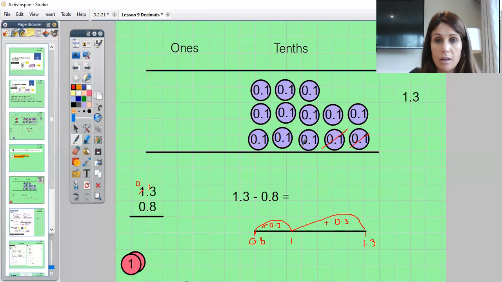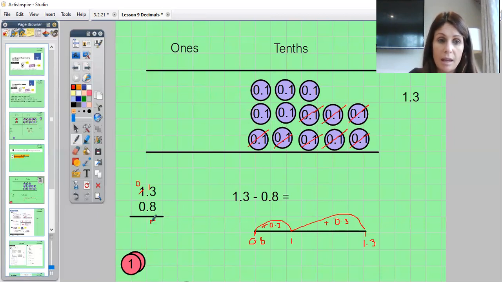0.1, 0.2, 0.3, 0.4, 0.5, 0.6, 0.7, 0.8. So we've taken those away because we had to take away 0.8. And what are we left with? We are left with 5/10. 0.1, 0.2, 0.3, 0.4, 0.5. And that's what we've got here, look, 0.5. 0.2 plus 0.3 is 0.5.